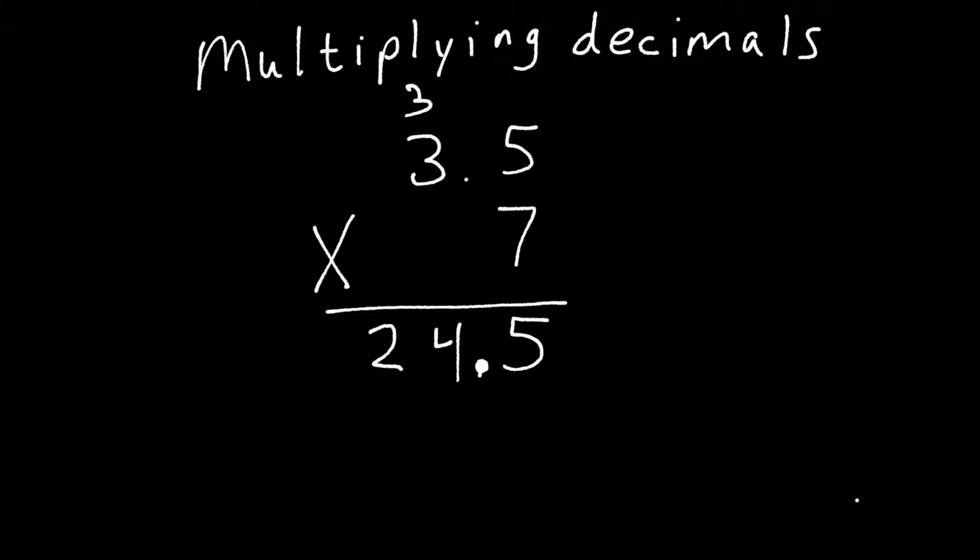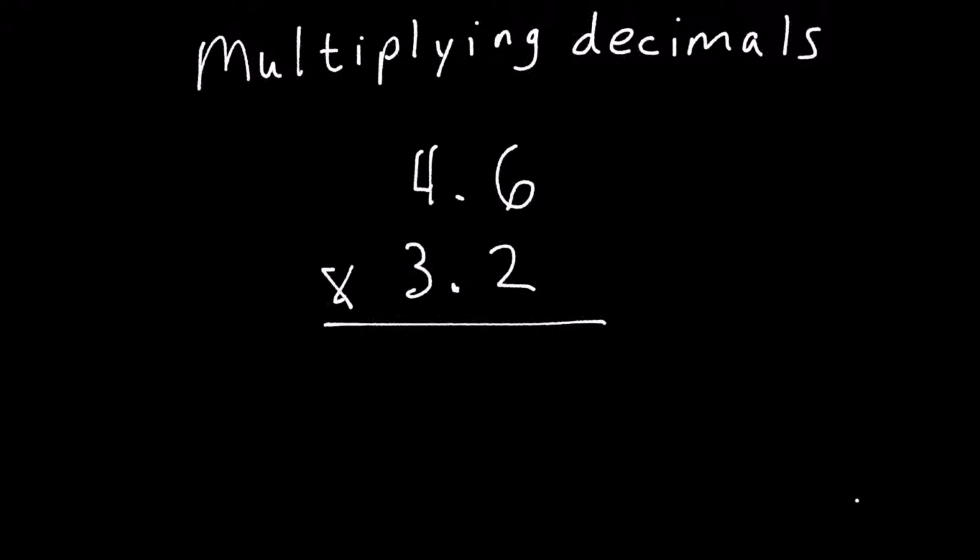Now if I've lost you, don't worry, we're going to do a couple more examples. I started off with an example that only has one decimal point in it. There wasn't one down here. So let's try one where they both have a decimal point, and I think that might make a little more sense. So this time, we're going to multiply 4 6/10 by 3 2/10, and notice how both numbers have a decimal point this time.